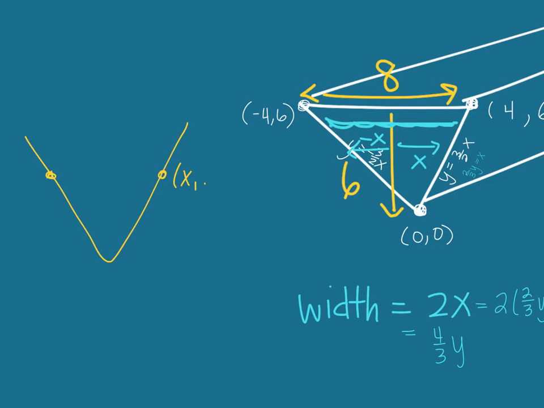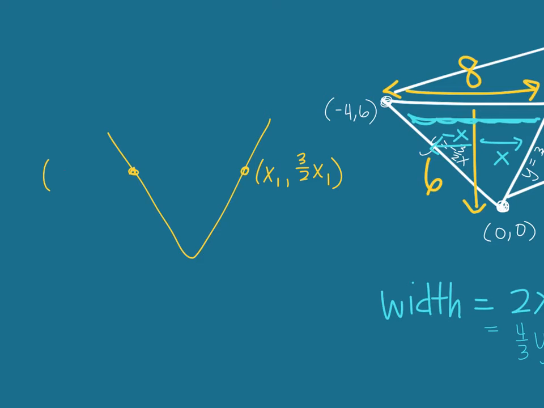All right, this is x1, and this was 3/2 of x1. This is negative x1 because it's symmetrical, and that was negative 3/2 of negative, I guess it's going to end up being positive 1, like that. Okay, the width is still x1 minus negative x1, so 2x1, because these are equal. Because ours is symmetrical, they're not different.